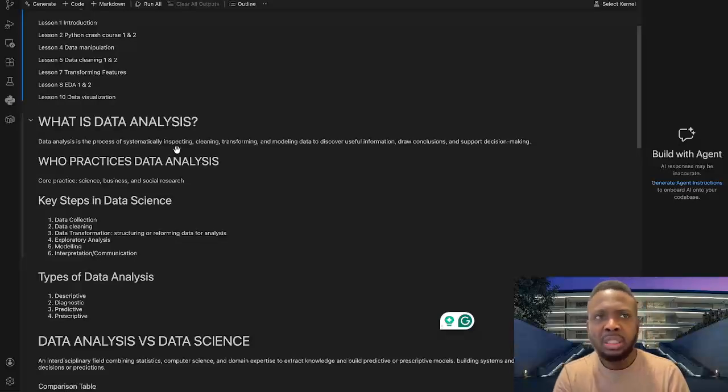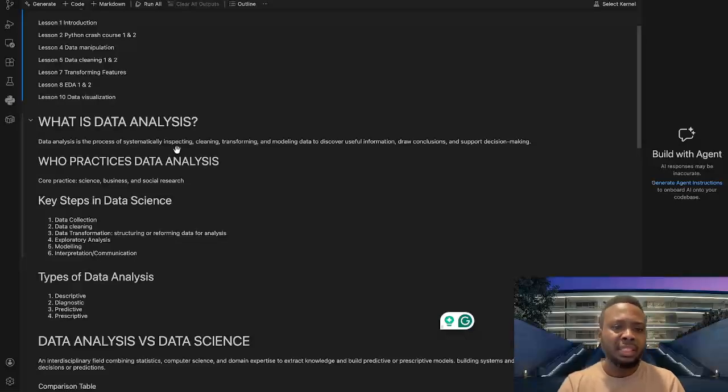Then we talk about modeling. Modeling simply means building models for prediction. Then we talk about discovering useful information. So having gone through this process, you get insights which you can now interpret. So based on this data, this is what I have been able to find out.